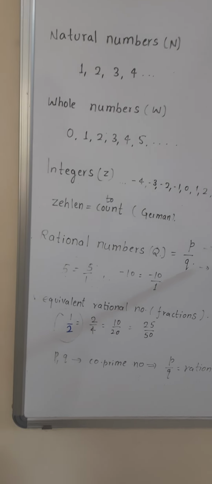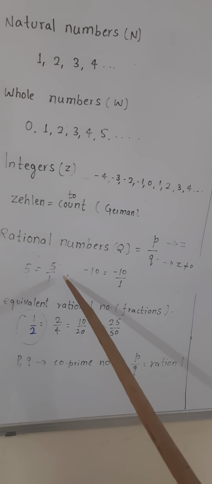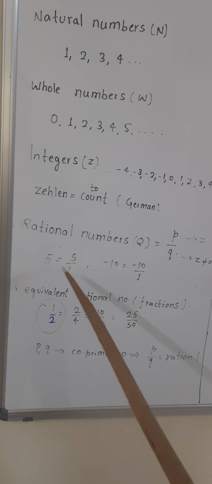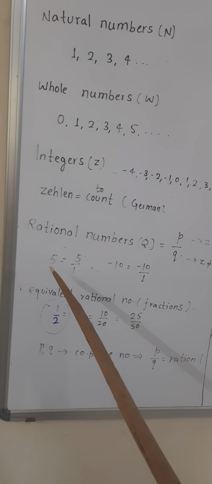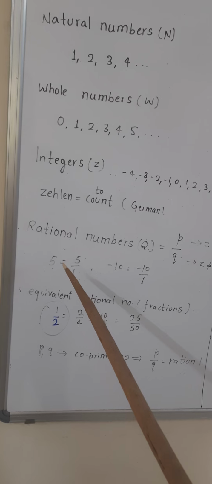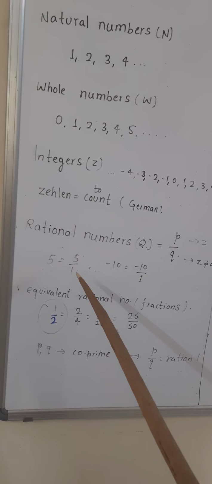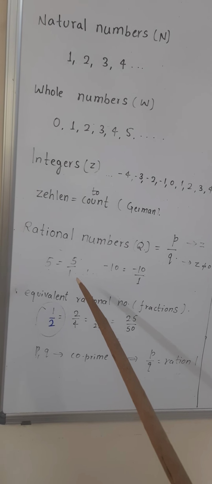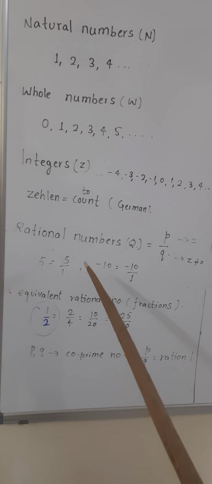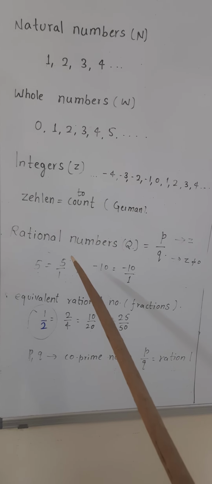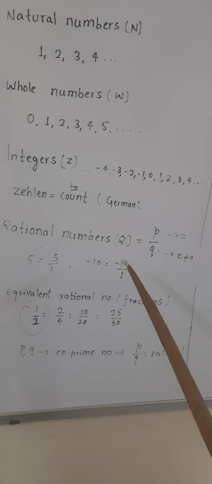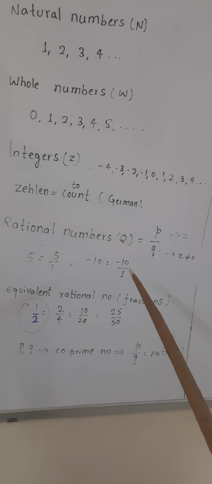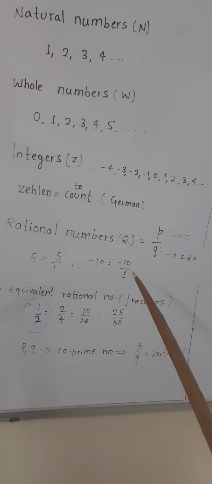For example, 5 divided by 1, or simply, if there is a 1 in the denominator, we write it like this, 5. So 5 is the numerator and 1 is the denominator. 5 is an integer, 1 is also an integer, and the denominator is not 0. So 5 by 1 is a rational number. Minus 10 by 1: this is the numerator, this is the denominator. Both are integers and the denominator is not 0. So this is also a rational number.